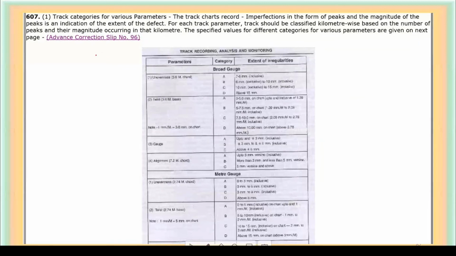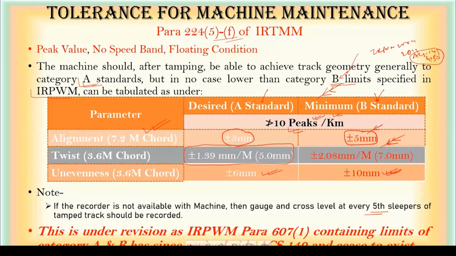This you can see in the old PW manual. Sir, one note. In the last slide, it should be cross level has to be measured at every 5th sleeper. One note is there at the bottom. The twist we can measure only at a 3 meter base, but this should be measured at a 3.6 meter chord, no?